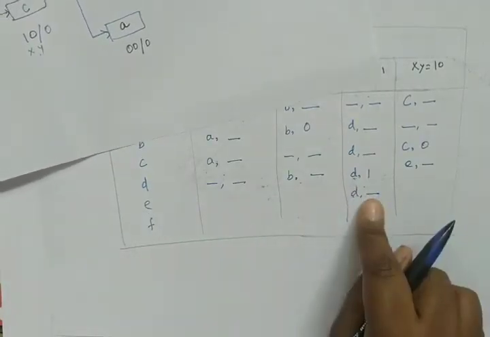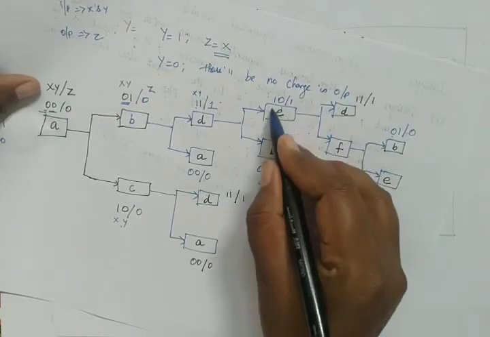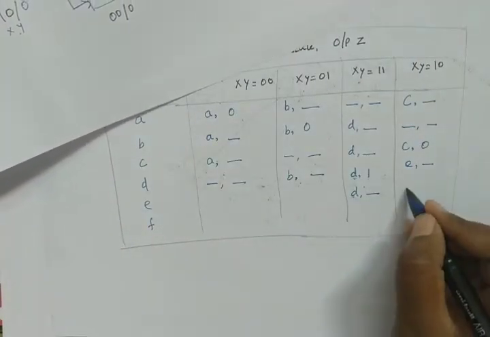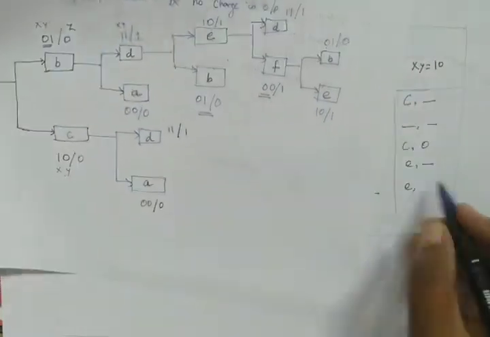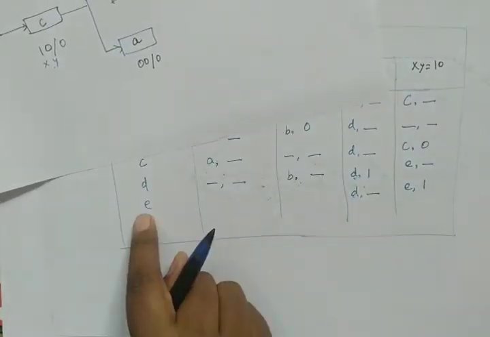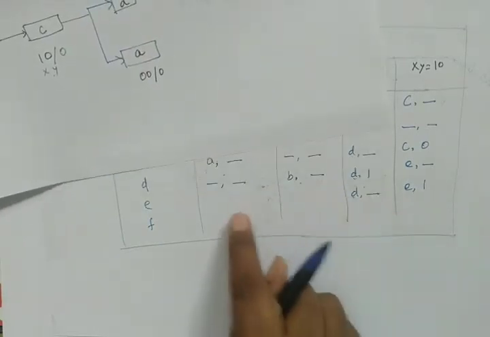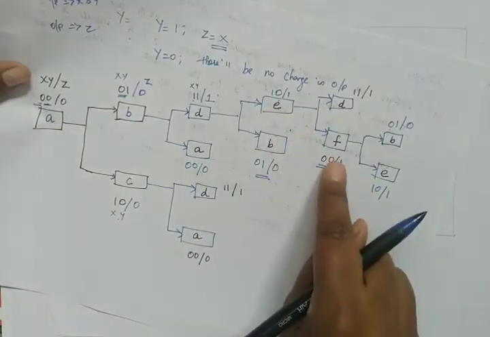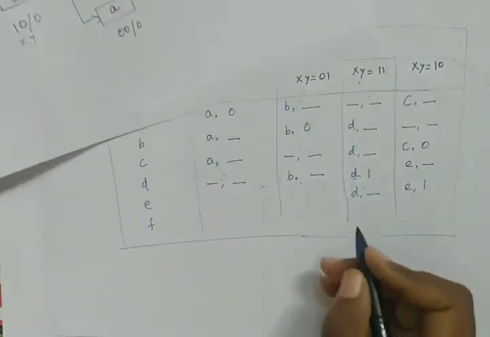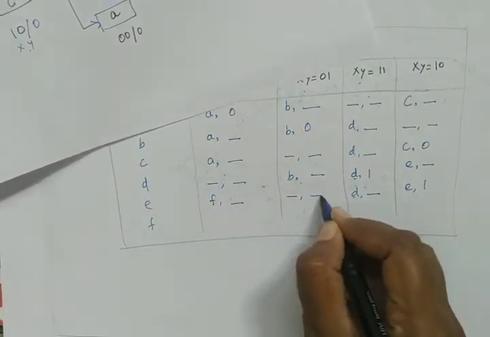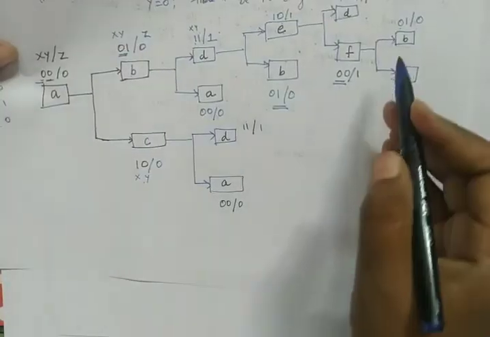Don't write output. Then E remains in the same state when it is 1 0, and the output for that is 1, because the state is E, the present state. So we have to write the output here. Then E will move to F when it is 0 0, so we should not write anything. Then F, where is the F state?